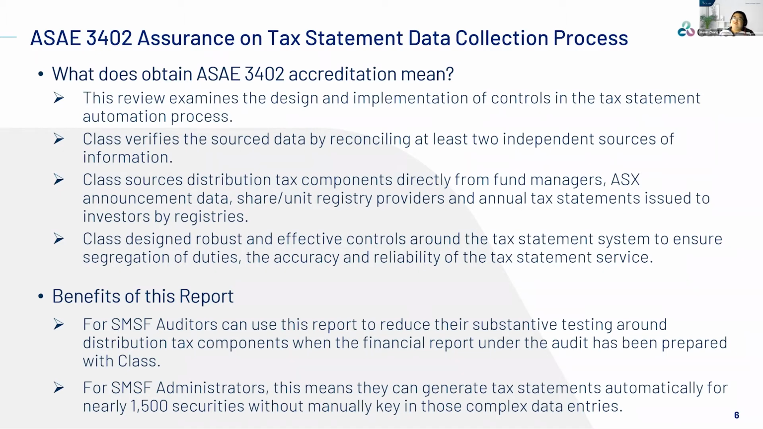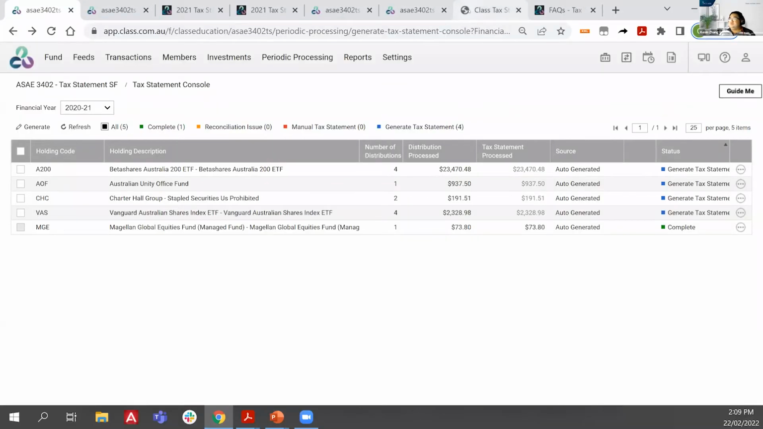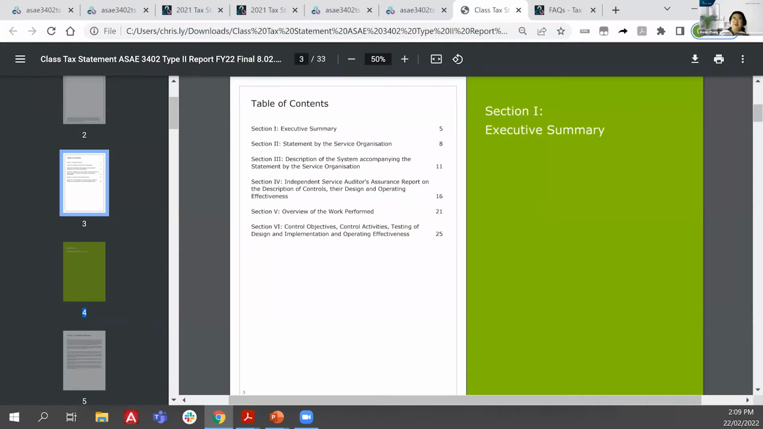Now, how do you actually get hold of this report? Chris will quickly show you what this report looks like. The target audience is obviously intended to be the auditors. So if you want to get hold of the latest ASAE 3402 on the tax statement process, then please send an email to support. If you are a self-managed super fund auditor, as long as you can provide your name and email address, we'll watermark this report for your intended use. If you are an administrator acting on behalf of an auditor, again, if you can supply your auditor's name and email address, we will do the same.